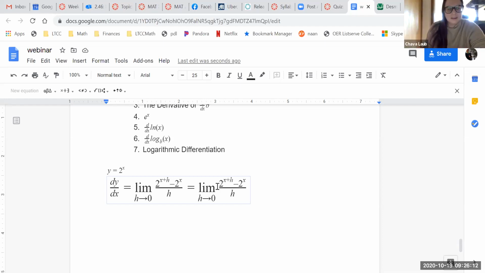Can you say that again, please? We have a 2 to the x plus h. There's a rule of exponents about when you have an addition as the exponent. We can do something to it.